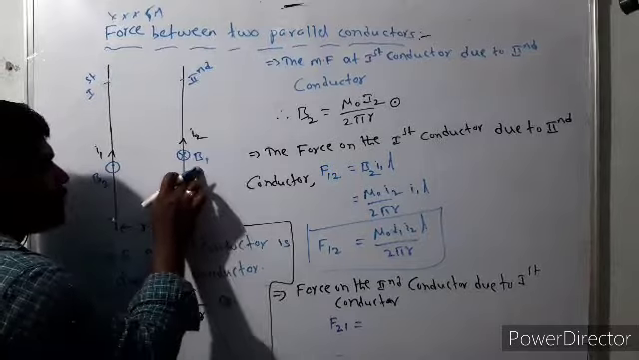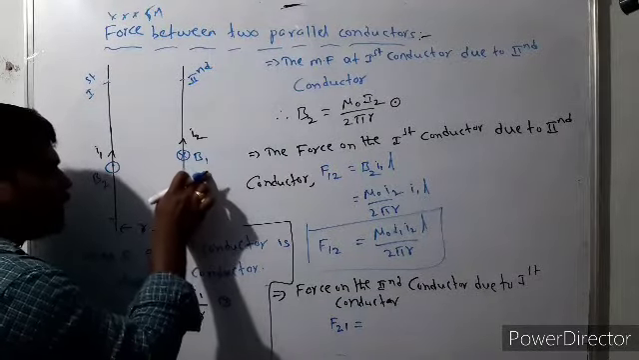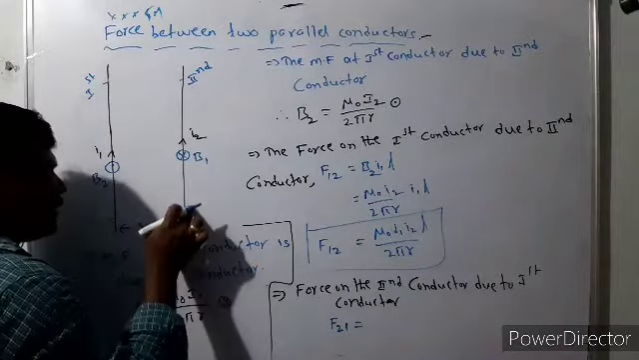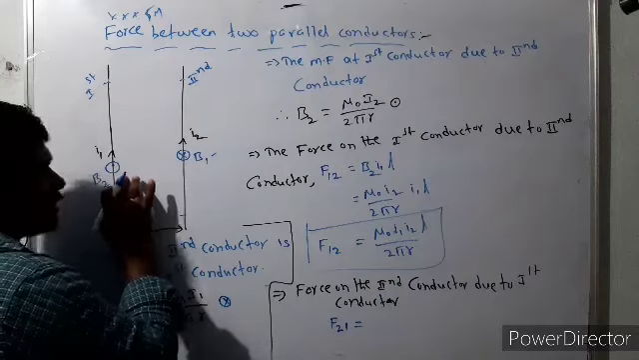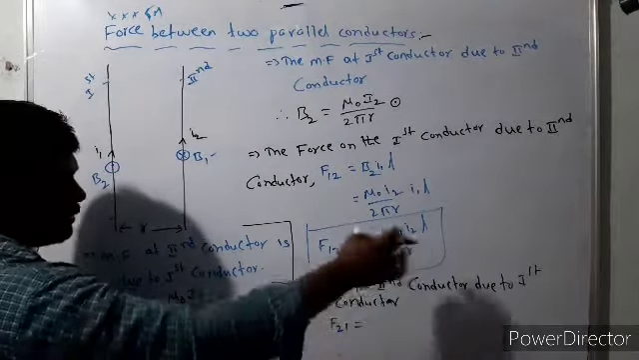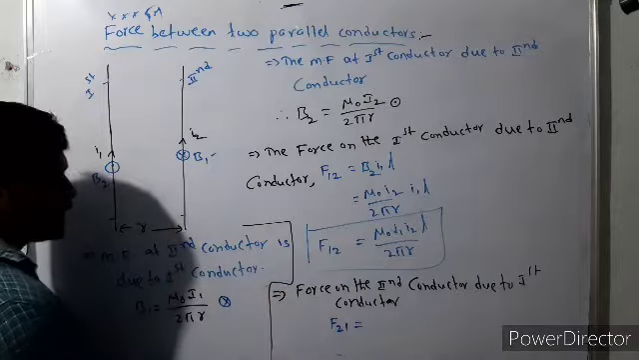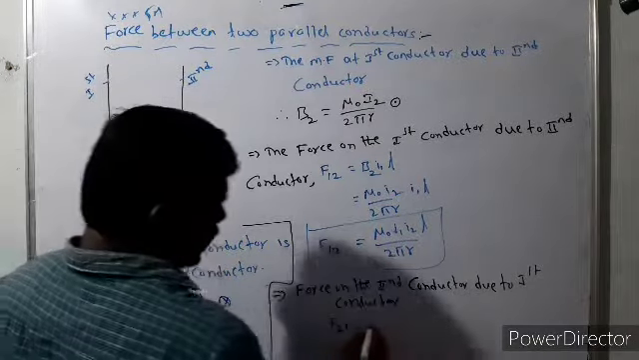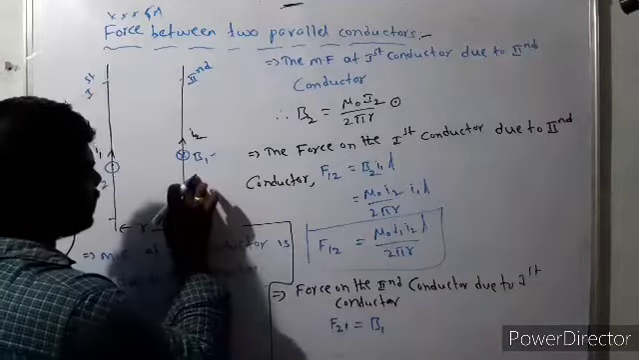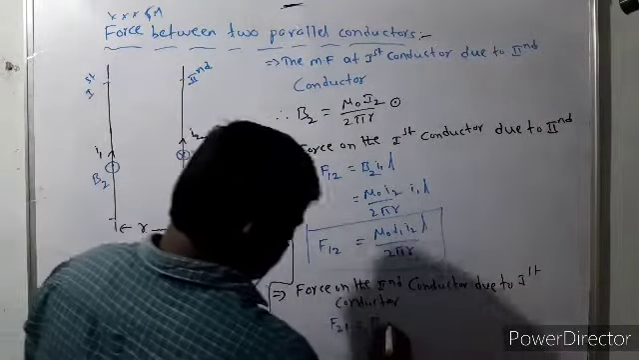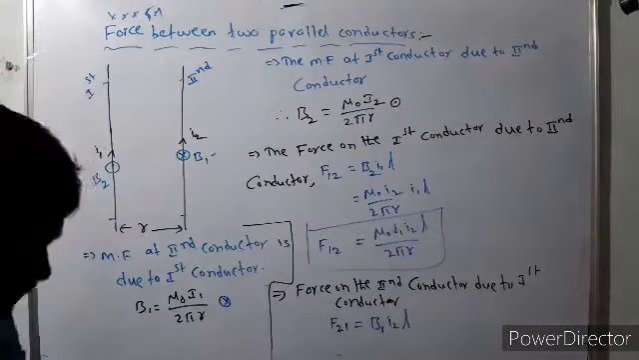Here also there is a magnetic field on the second conductor. What is the magnetic field? B1. B1 is nothing but the magnetic field produced by the first conductor. That's why I am writing the force on the second conductor due to the first conductor, meaning due to the magnetic field of the first conductor. F21: you can write B1, the magnetic field on the second conductor is B1, current I2, L. But here we are not taking sin theta.